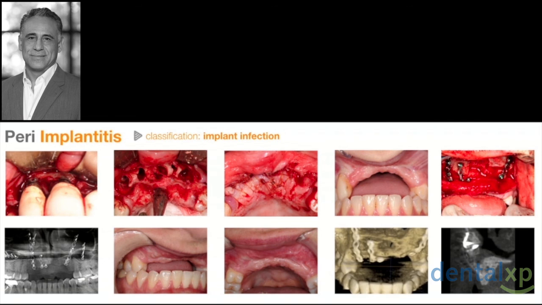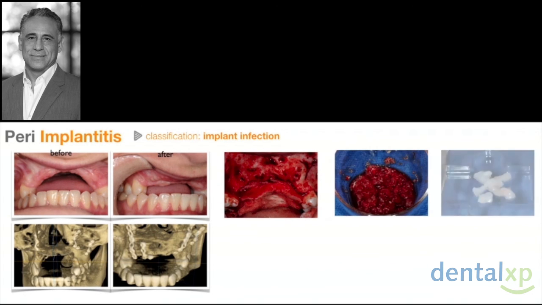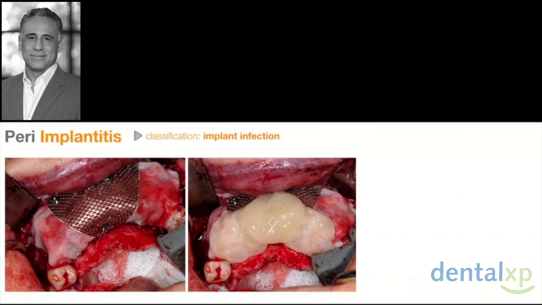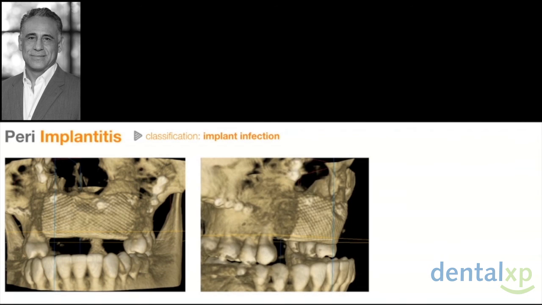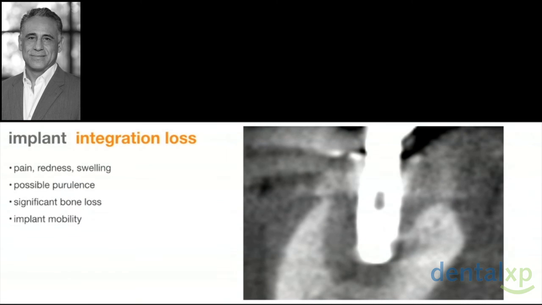multiple grafting procedures consisting of interpositional bone graft, and then a secondary procedure using GBR technique and titanium mesh to restore the crestal bone, both in terms of width and height, and ultimately allow the bone to mature for about another 7 to 8 months, and then having adequate soft tissue and bone for replacements. Finally, we have the category of implant integration loss, where there is pain, redness, swelling, possible infection, but a significant bone loss, and at this point we see there is implant mobility.